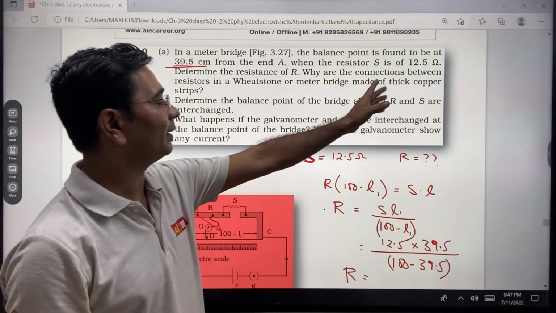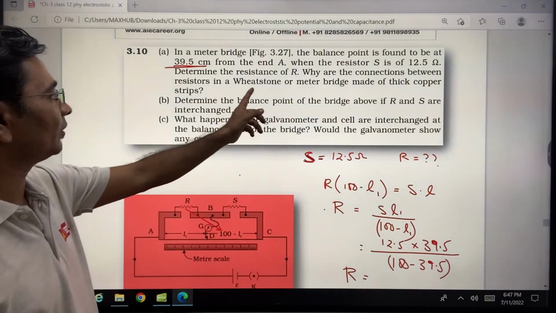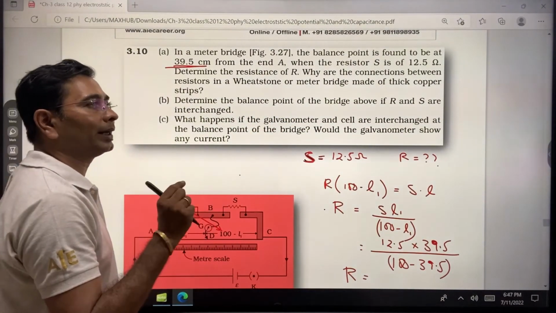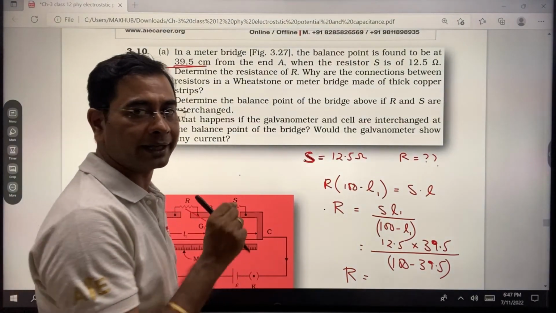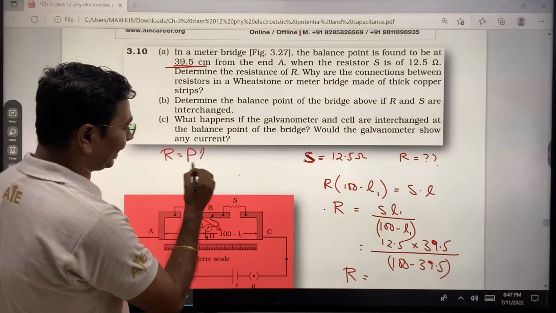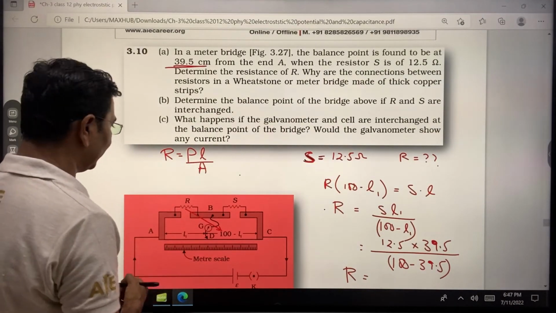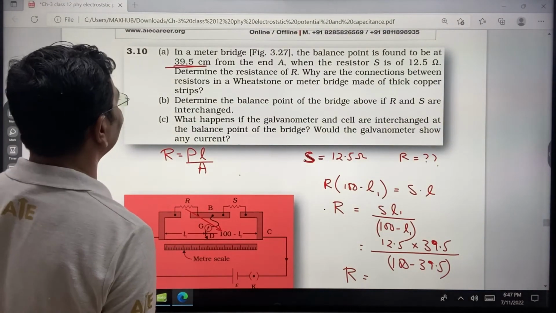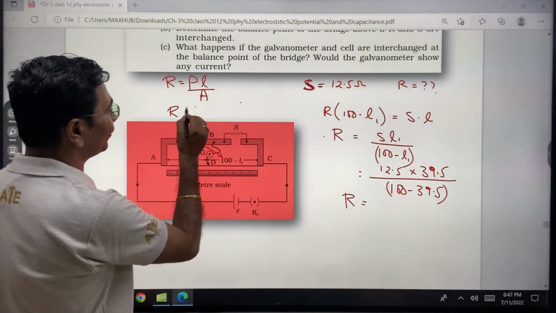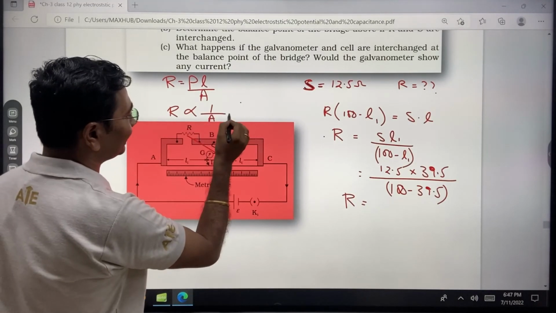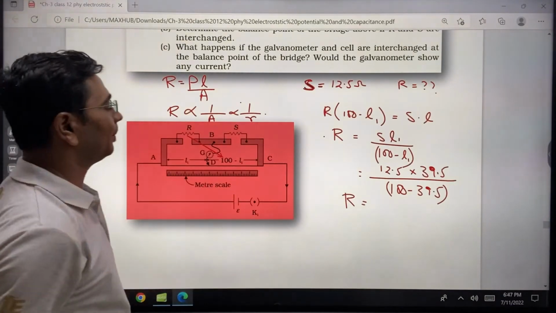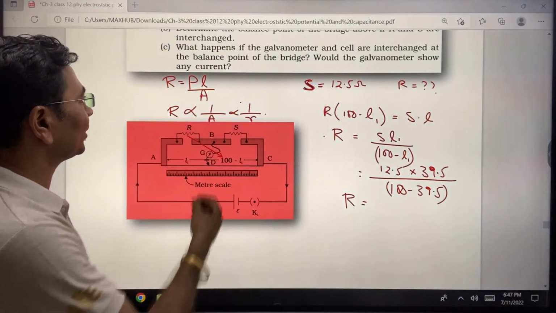Now, why are the connections between the resistance of the Wheatstone bridge or meter bridge made up of thick copper? Thick copper. Now, look at this. You have made it with a thick copper, right? Point to be noted. Thick copper means, you know, R is equal to rho L by A. So that means it is very simple. I can say my R is inversely proportional to A. And this A is directly proportional to r squared, because with radius it happens like this. But you can neglect this.